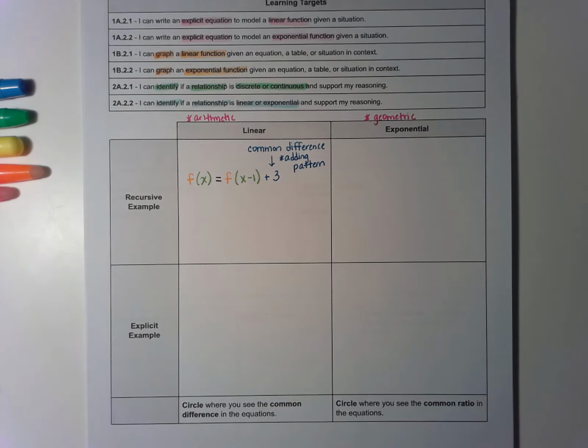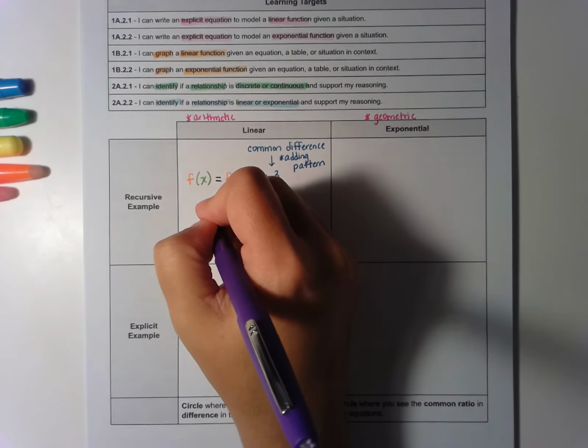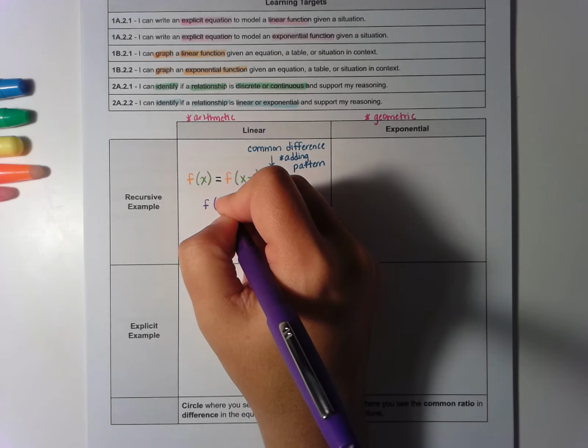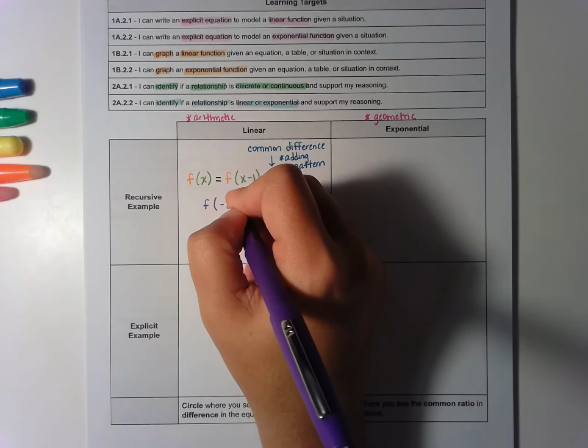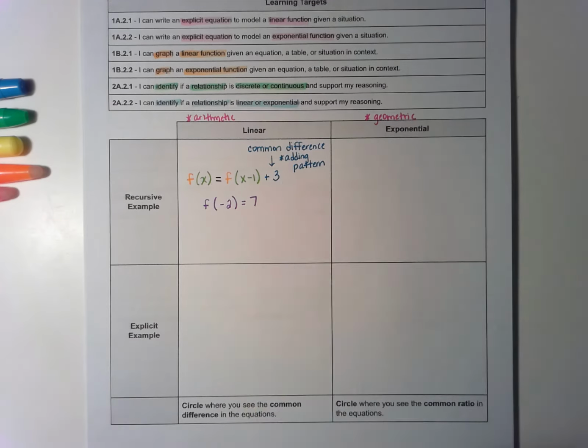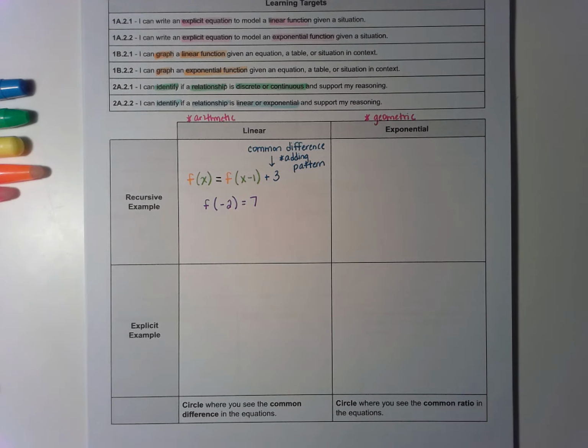Now, the second part of what goes with a recursive equation is that we're going to need a starting point. So our starting point here, I'm just making this up, would be something like f of negative 2 is equal to 7. And this would tell me start at 7 and then add 3 every time.